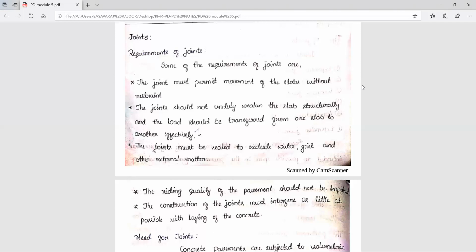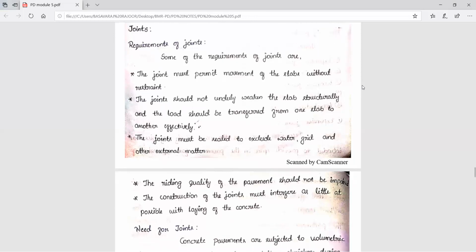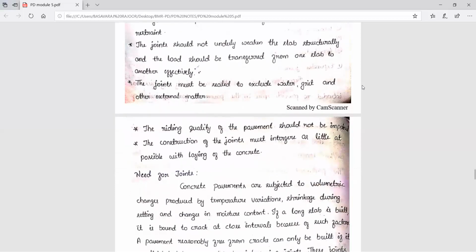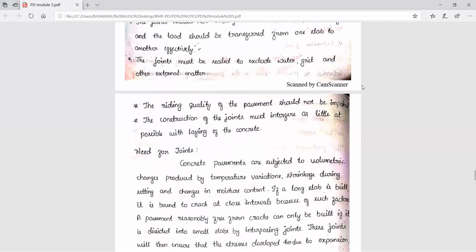Some of the requirements for joint construction are: all foreign material in the joints should be removed first. The manual cleaning of the joints is done with a raker followed by coir brushing. The fine particles are removed with the help of an air compressor. After the joints have been cleaned, primer is used.